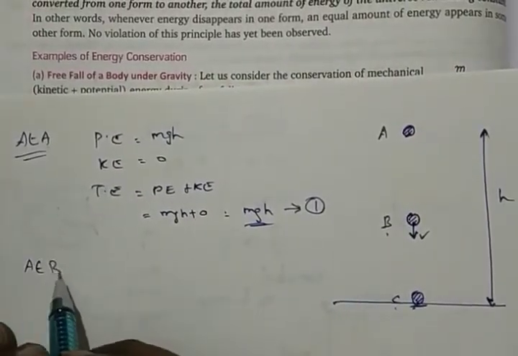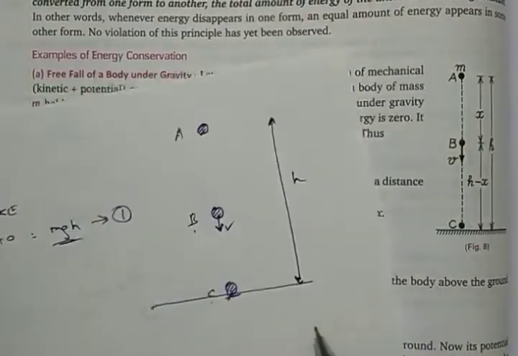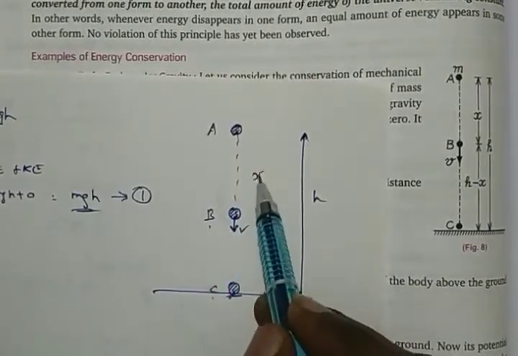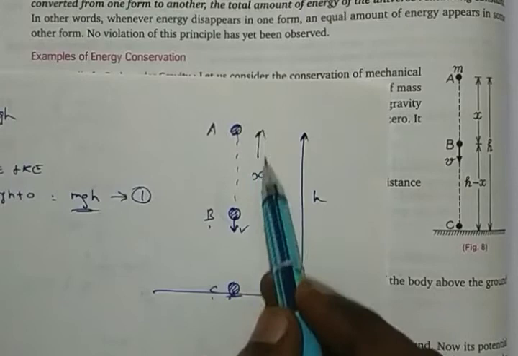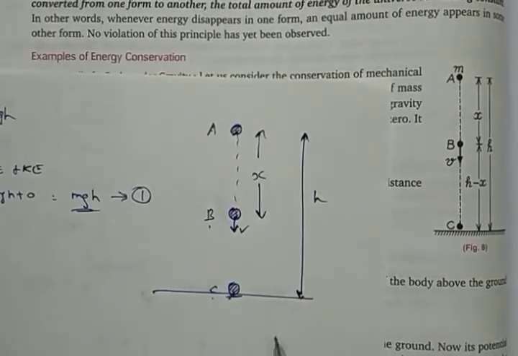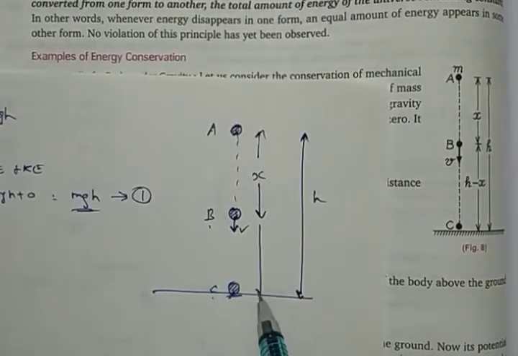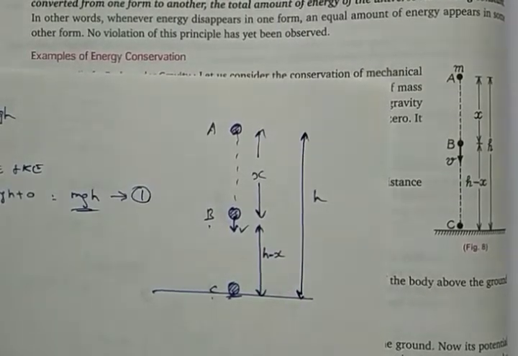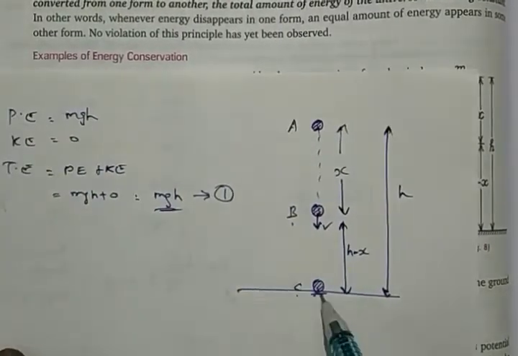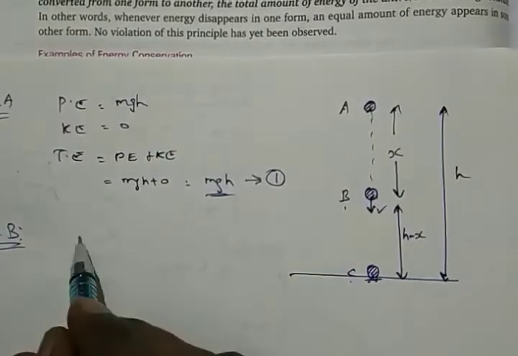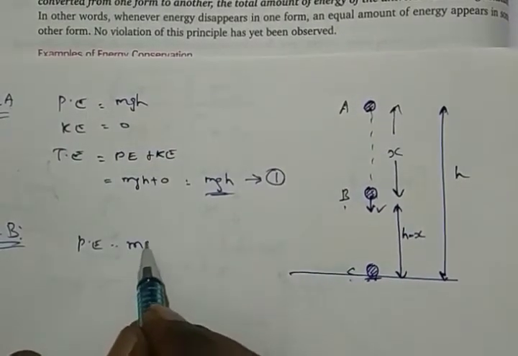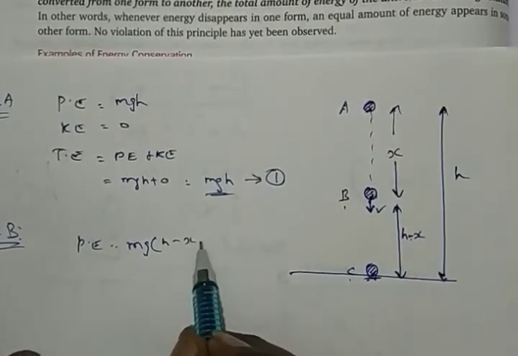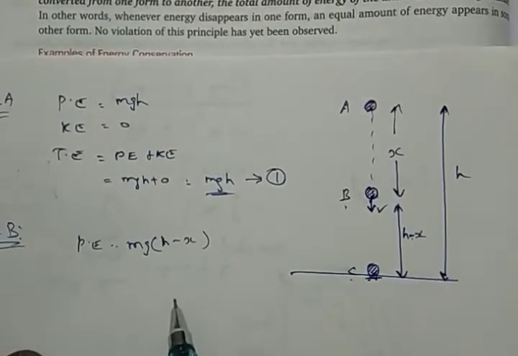Next one is at B. So when it is at B, the body has already dropped down here and it has traveled a distance of x. So what is the remaining distance? The remaining distance is going to be equal to height minus x. That's the remaining distance. Still it is above the ground. So what is the potential energy? It is going to be equal to m into g into, it is above the ground, h minus x.